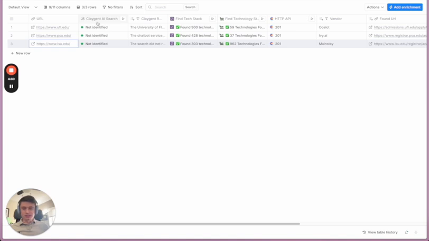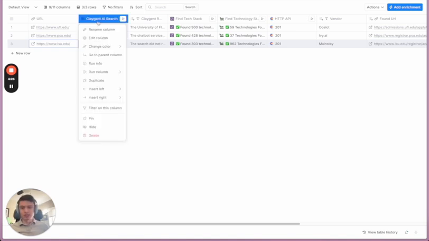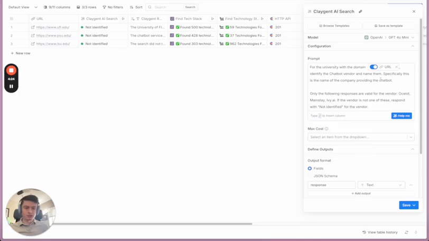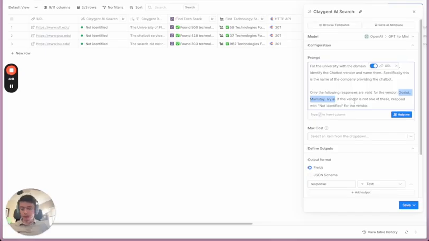My first approach was to use AI and Claygent to solve this problem. I gave it a prompt, something along the lines of search for the chatbot and vendor name, and name the vendor. Either give me Ocelot, Mainstay, or IVAI. There were a number of others that I had in the real prompt. I'm just trimming this down for simplicity. And if you don't find one of those vendors, respond with not identified.